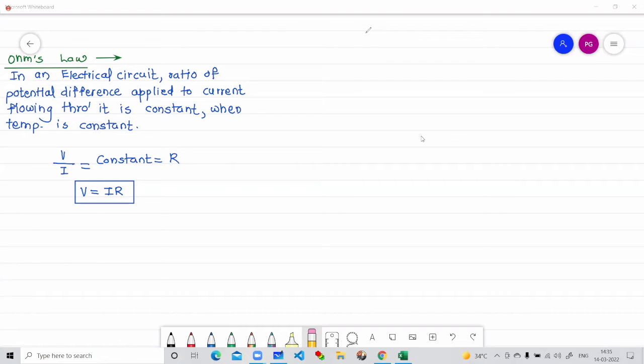Now, simple, not a very great thing we learned, right? You know all these things already. Now, based on this, we want to solve the numerical. And for that, we are talking about series parallel combination.